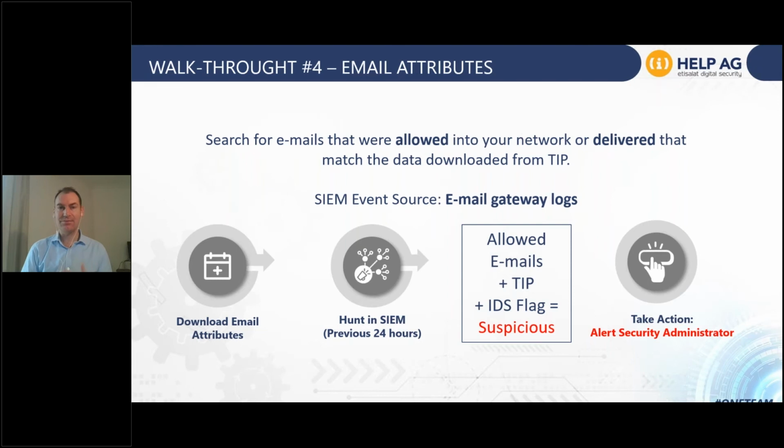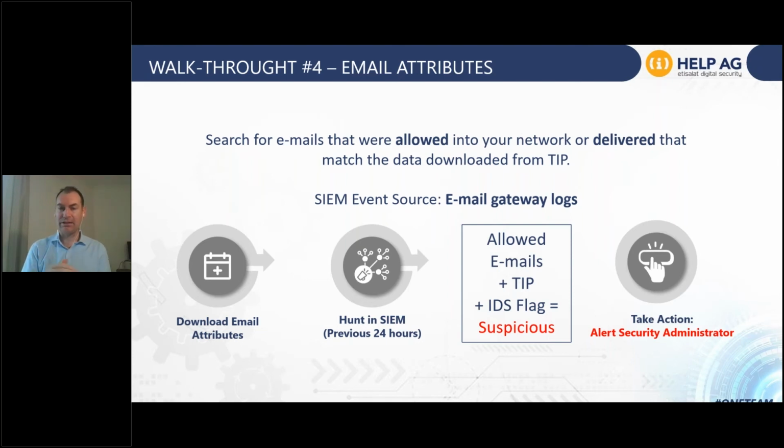When you've identified some email attributes that you want to use, the idea, in this example, is to search for those email attributes for emails that were allowed or permitted into your network, or delivered to recipients, people that wanted to receive them, from the information in the tip.